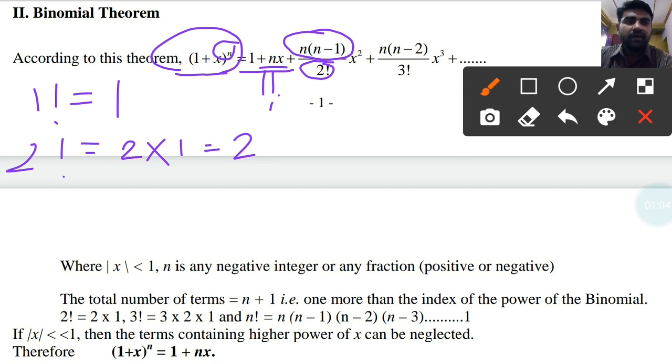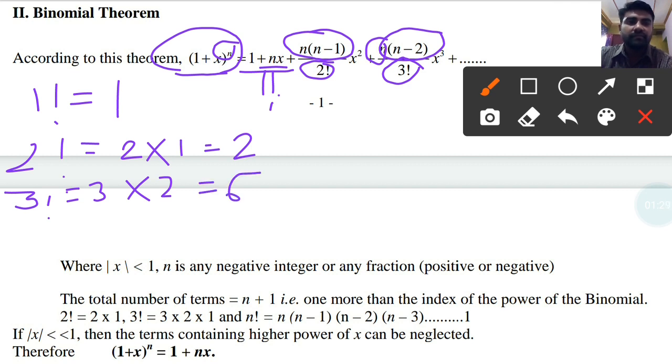For the third term, remember, the first factor is n, but for the second it is n minus 1, then for the third n into n minus 2, for the fourth n into n minus 3, like that. Here the factorial values are also increasing. 3 factorial means 3 into 2 into 1, so that is 6, right?